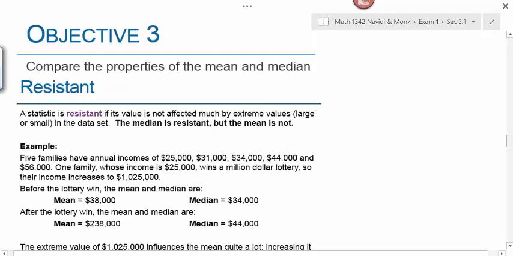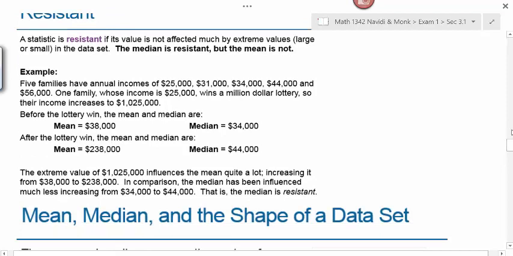Objective 3 is comparing the properties of the mean and the median. A statistic is said to be resistant if its value is not affected much by extreme values, large or small, in the data set. The median is resistant, but the mean is not. Let's consider this example because I think it does a good job of explaining what resistant means and shows you why the mean is not resistant, but the median is.